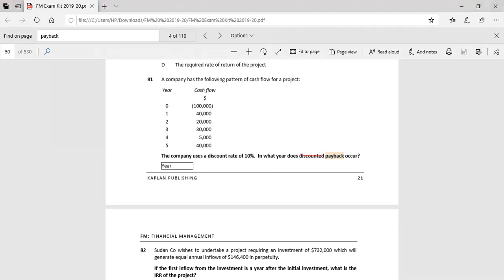The question says that a company has the following pattern of cash flows for a project, year and cash flows. The investment made as of today is 100,000 and the cash flows are spread over a 5 year period. We see that the cash flows are not even. First year it is 40, second year 20, 35 and then 40,000. So if this is the set of information, and we are to find out the payback period, how do we proceed further? I will work it out in the Excel sheet.